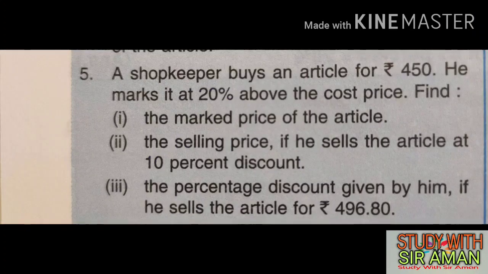Question number 5. A shopkeeper buys an article, buys at 450. Can you identify? Buys means cost price is 450. He marks it at 20% above the cost price. Are you understanding the condition? Shopkeeper is buying a thing, then he is marking 20% above. Means suppose that a shopkeeper bought at 100 rupees, then he is writing on it 20% above, means 120. Okay, after that he will sell the item. In this question, what do we need? We need three things. Okay, one by one we will see in solution.